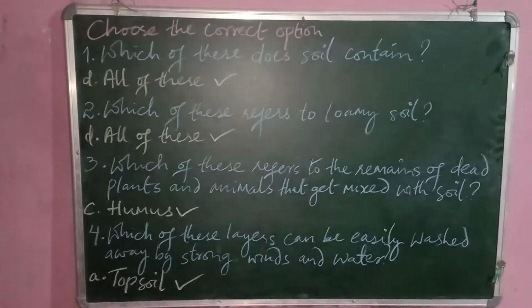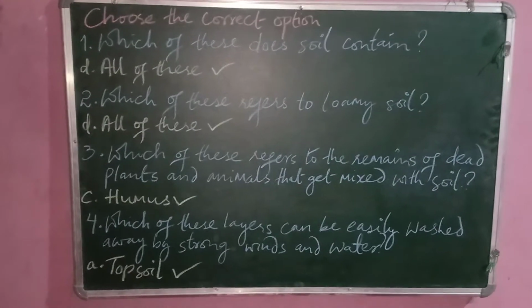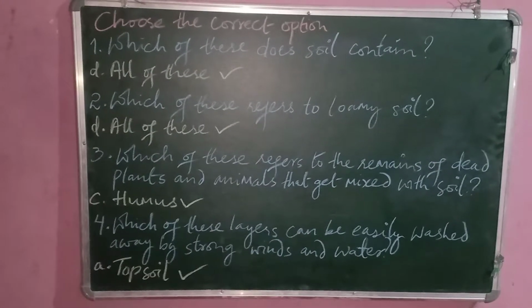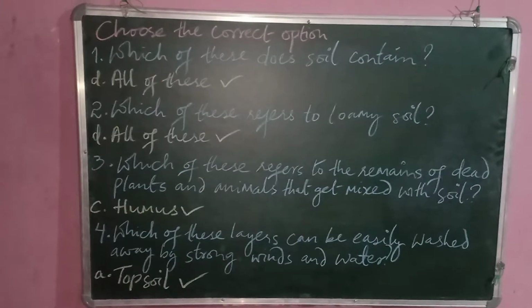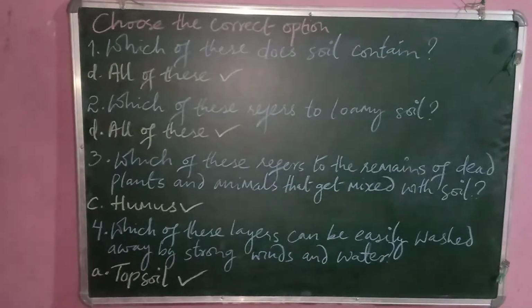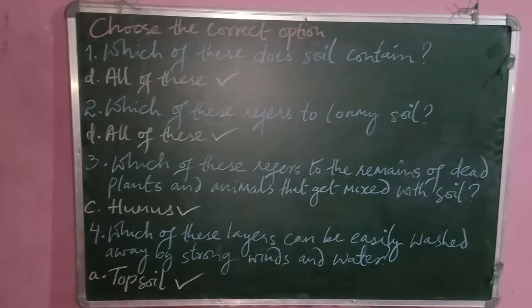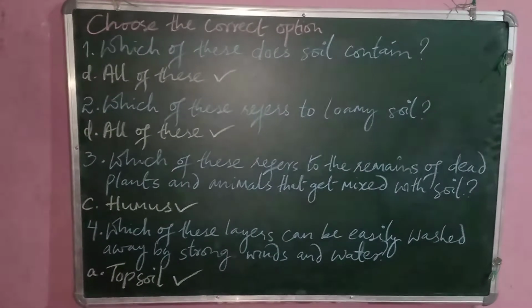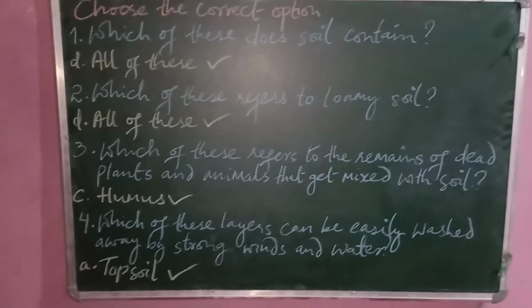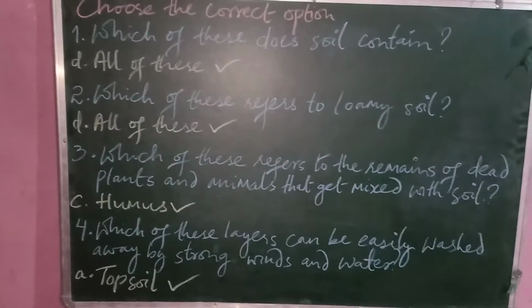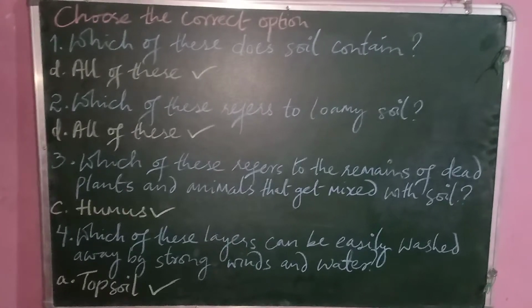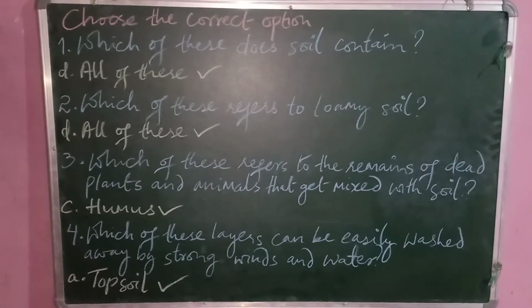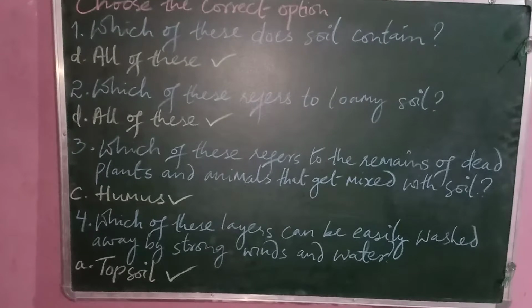Then we have question number 2. Which of these refers to the loamy soil? We have options like it is best for growing plant, it contains equal portion of sand, clay and silt, it allows water to pass through easily, and option D, all of this. As you all know that these all are the properties or features of this loamy soil, so we have to choose option D, all of this.